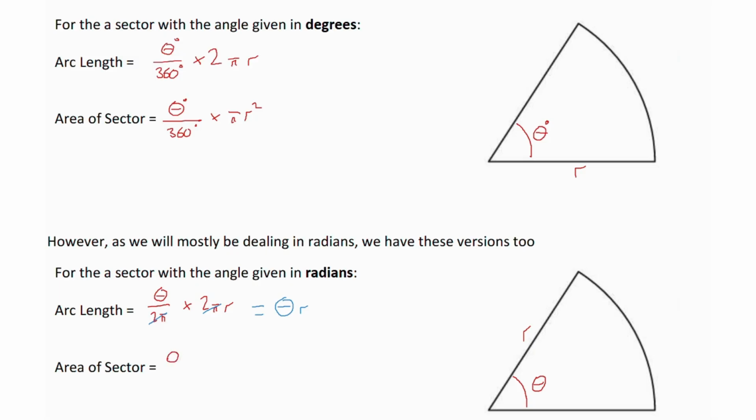Similarly, for the area of the sector, we have theta over 2 pi times by pi r squared, and again some things cancel, the pi's cancel, and we get left with a half times theta r squared, a much simpler formula that doesn't involve those pi's and all those fractions. You are given these two in the formula booklet, and within this course, expect that you'll be working in radians when calculating arc lengths and sectors, not in degrees.